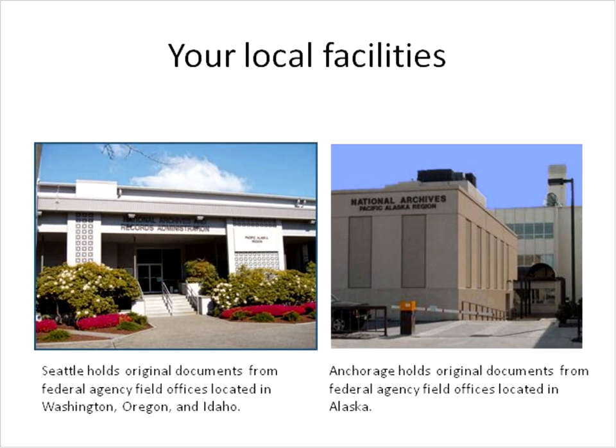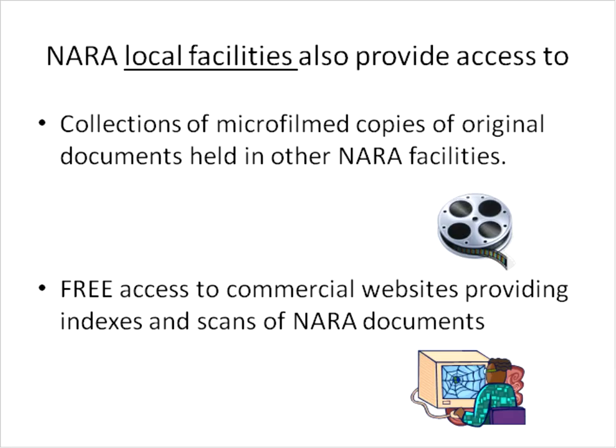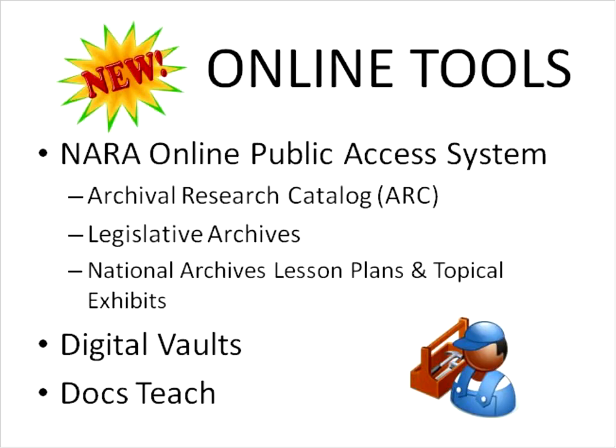We also have workshops at all of our facilities across the United States. We have, as I said, microfilm copies of original documents. We have about 75,000 different rolls of microfilm, including the United States Census. You have consulate records and court records and immigration records, all sorts of things like that. And we also have free access to the commercial websites that I mentioned before.